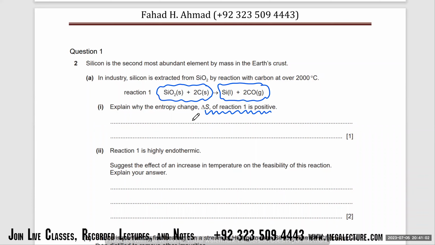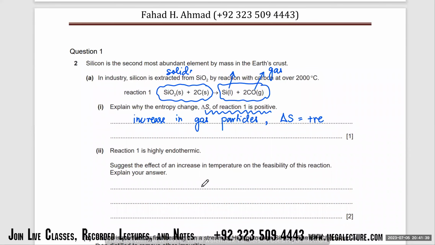So initially you had solids in your reactants, and in your products you have a liquid and a gas. Obviously gases have a lot of disorder, so there's an increase in gas particles. That's your simple explanation, nothing complicated. So that's why delta S is positive: there's a higher disorder in the products, more disorder gets created.